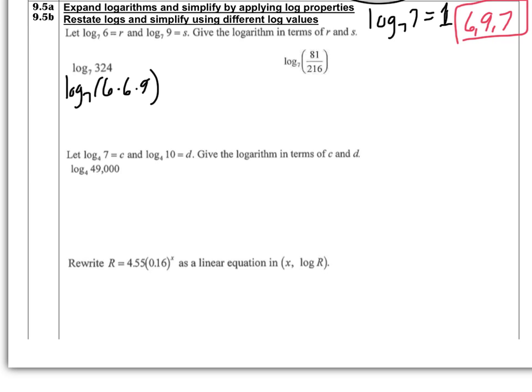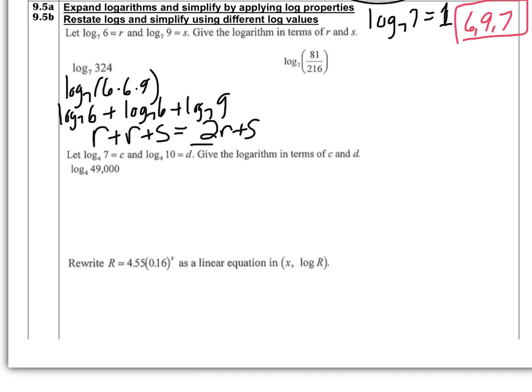Now properties of logarithms says multiplication can be pulled apart into addition. So this is really log base 7 of 6 plus log base 7 of 6 plus log base 7 of 9. Now what I can do is I realize log base 7 of 6 is r and log base 7 of 9 is s. So this becomes an r, an r, and an s. So we have r plus r plus s, which would simplify to 2r plus s as the final answer.